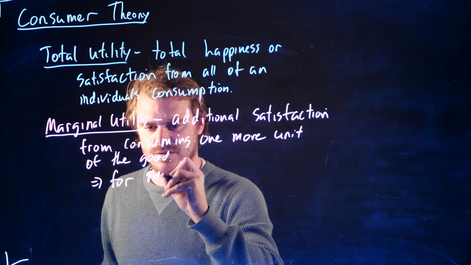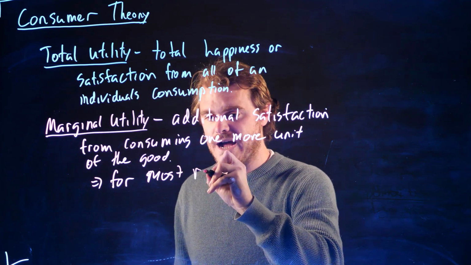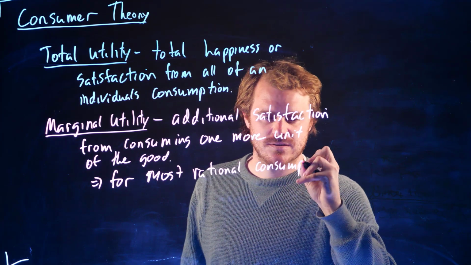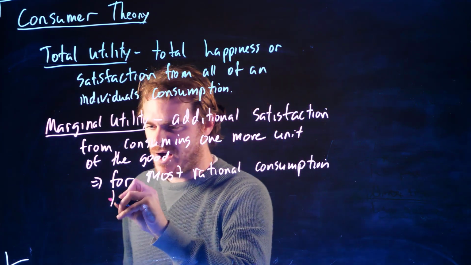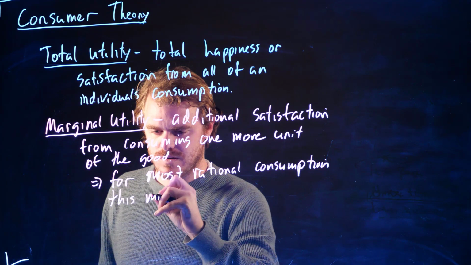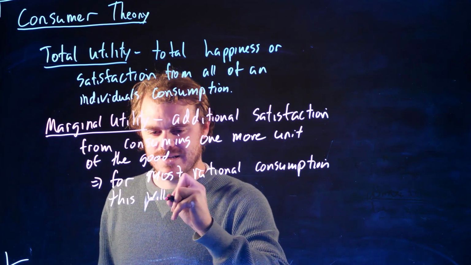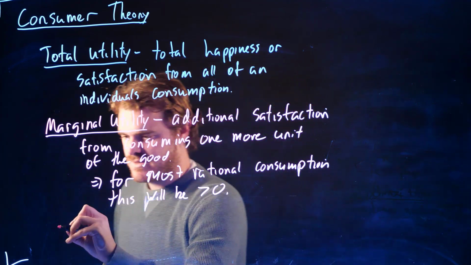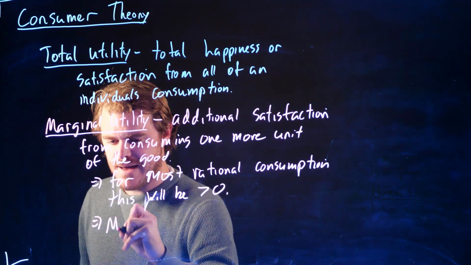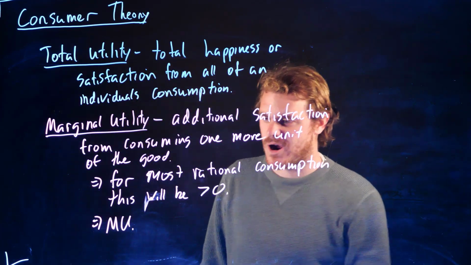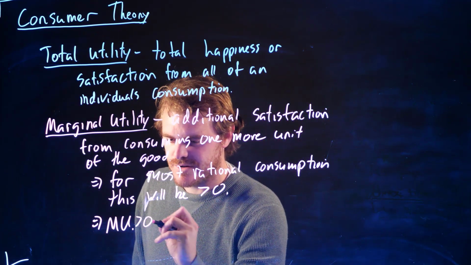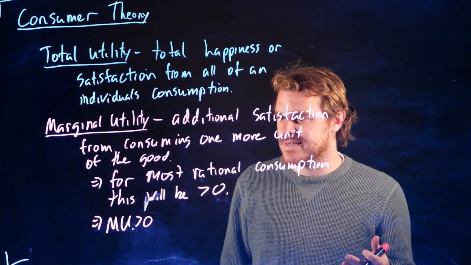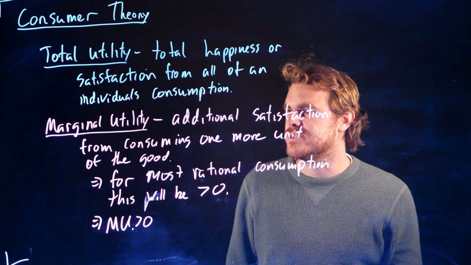For most rational consumption, this will be positive. Oops, I should say will be positive. Greater than 0. And so I'm often going to say that we're going to call this MU for marginal utility. So marginal utility is usually greater than 0. Maybe there's some times where it's less than 0, but probably not rational that we made that decision.